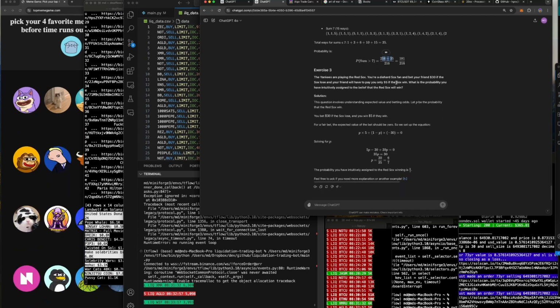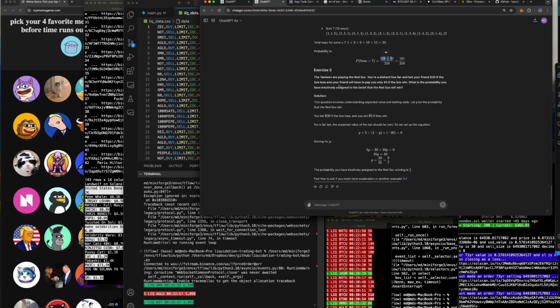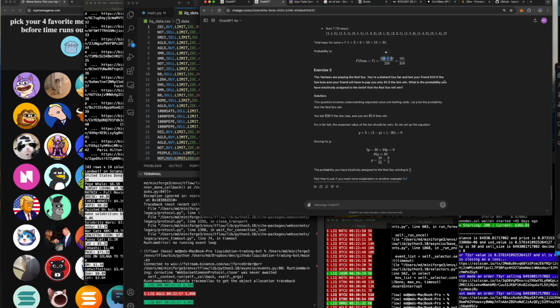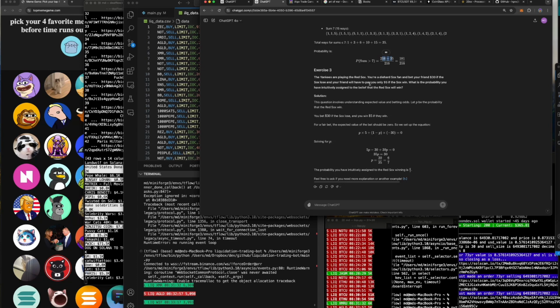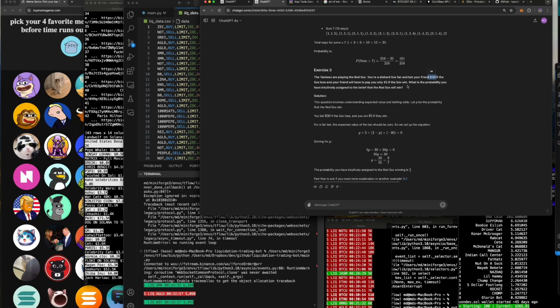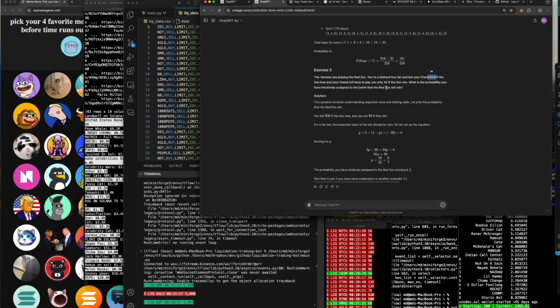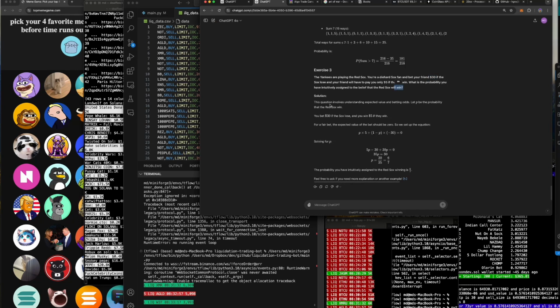Okay. The Yankees are playing the Red Sox. You're a diehard Yankees fan and bet your friend $30 if the Sox lose, and your friend will have to pay you only $5 if the Sox win. Okay. So what is the probability you have intuitively assigned to the belief that the Red Sox will win?